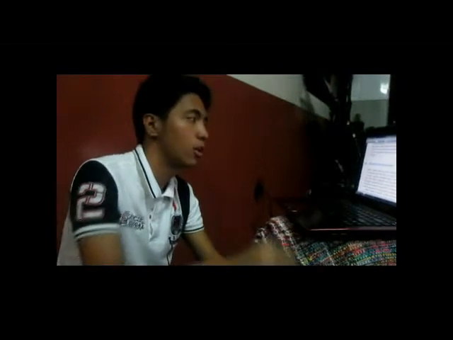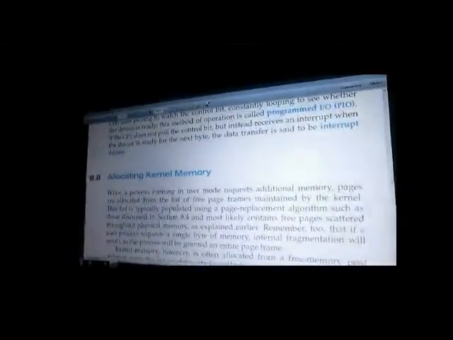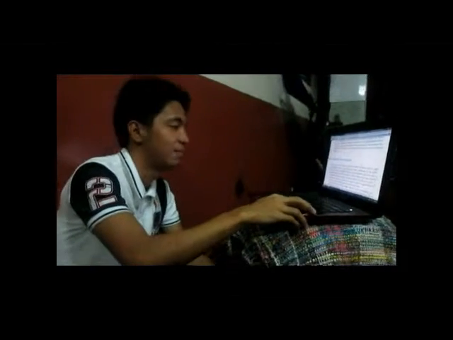My topic is all about allocating kernel memory. When a process running in user mode requests additional memory, pages are allocated from the list of pre-paged frames maintained by the kernel. This list is typically populated using a page replacement algorithm such as discussed in section 8.4.